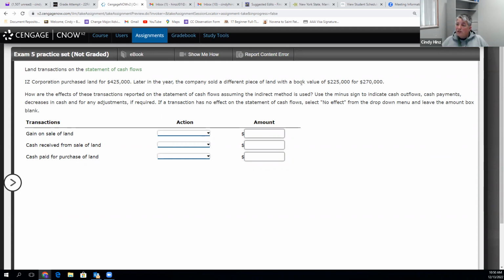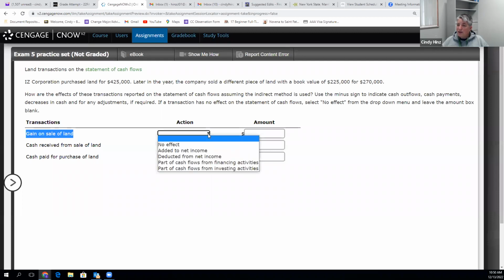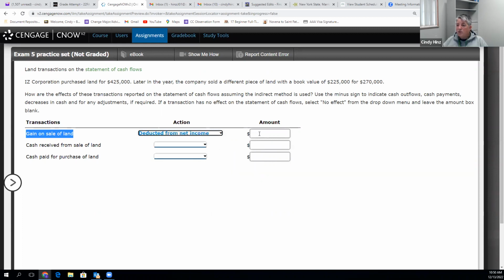The fact that we sold this land for more than we had originally paid for it means that on our income statement, we would have reported a gain on the sale of that land. As we just discussed in the previous exercise, this gain on the sale of land would show up in the operating activity section. It would have increased our net income, and so we need to subtract that back out. The gain is $270,000 minus $225,000. That gain is $45,000.